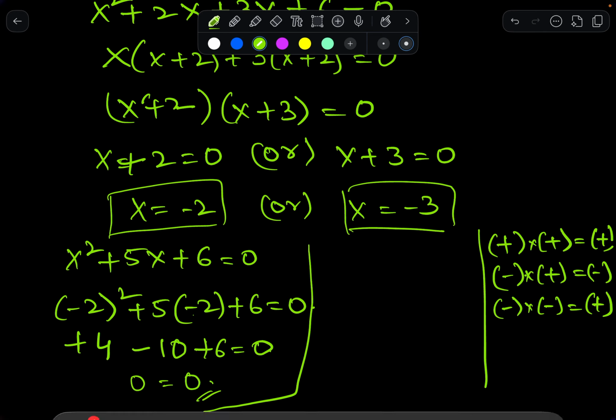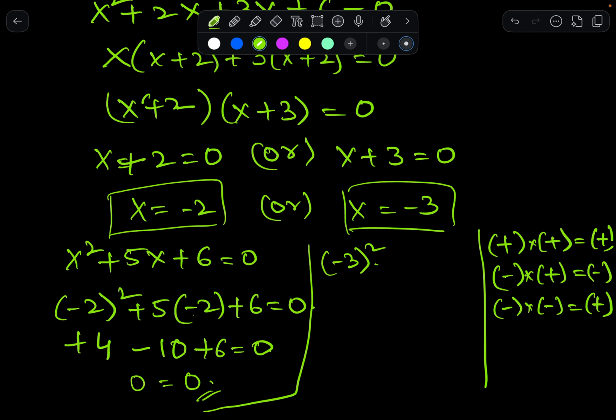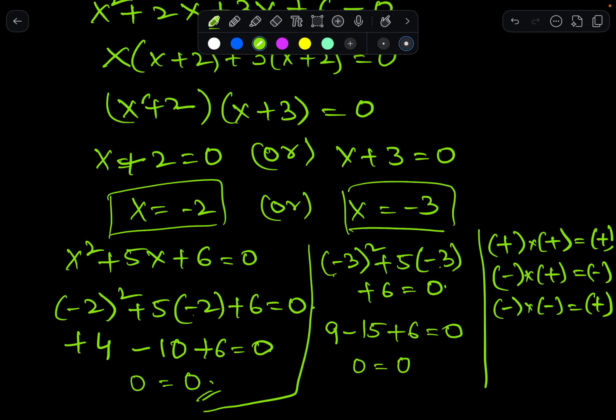Let's try substituting minus 3. So minus 3 whole square plus 5 into minus 3 plus 6 equal to 0. This can be written as 9. Plus into minus is negative, so minus 15, plus 6 equal to 0, which can also be written as 0 equals 0. So this is also correct.